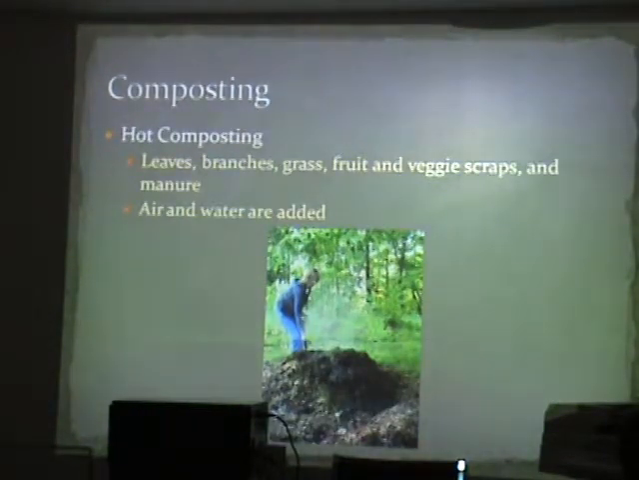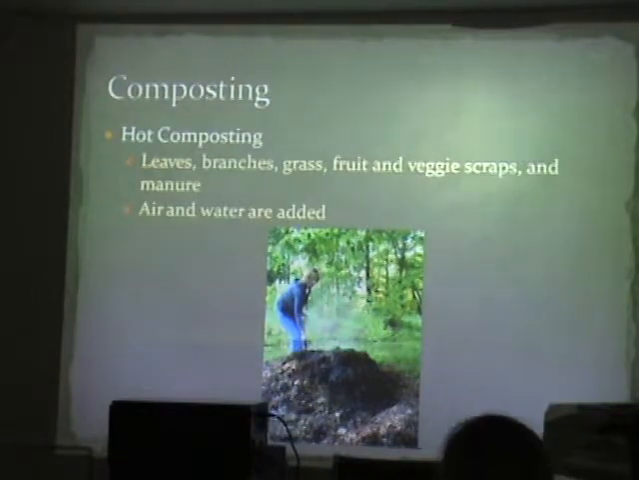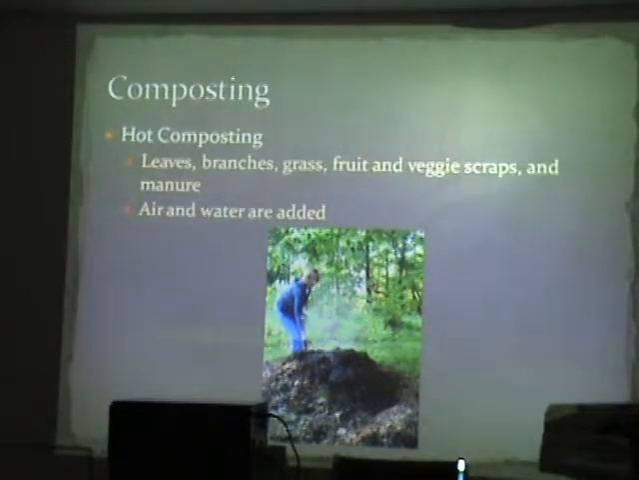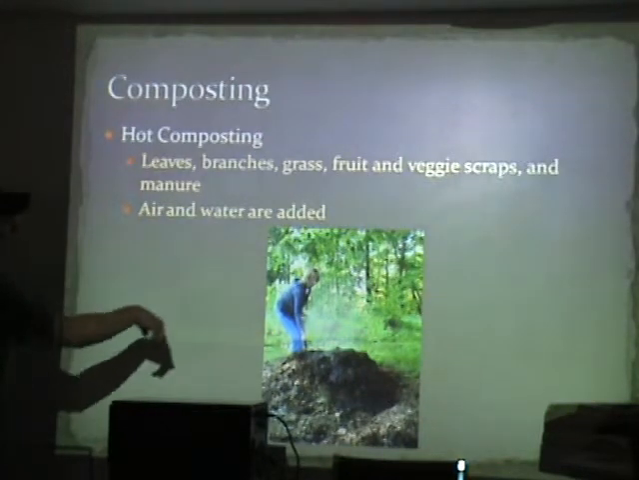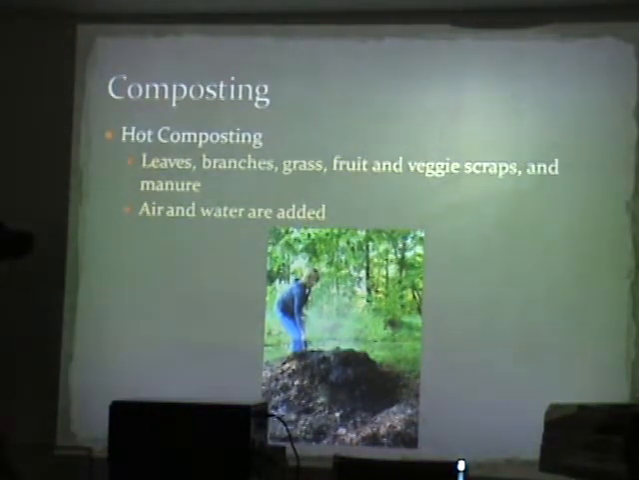Then there's hot composting, which is leaves, branches, grass, fruit and veggie scraps, and manure. And air and water are added. You don't want to add a ton of water, just enough to keep things moist. It helps things break down faster. The air is added just by flipping the compost pile every once in a while. But as you can see, even in this picture, it's steaming off of there. It gets pretty hot.